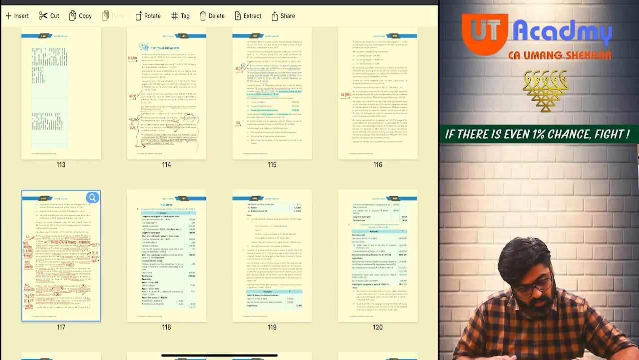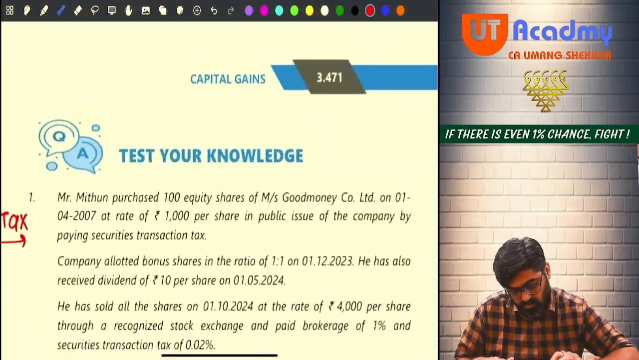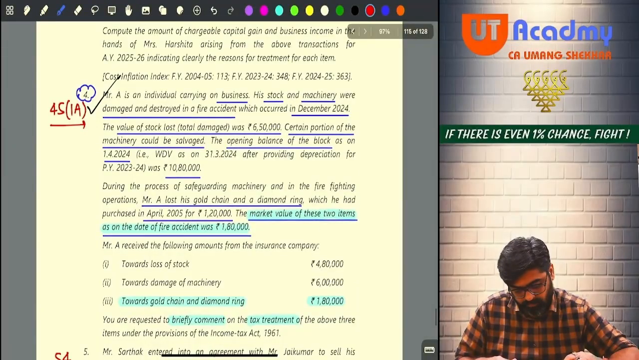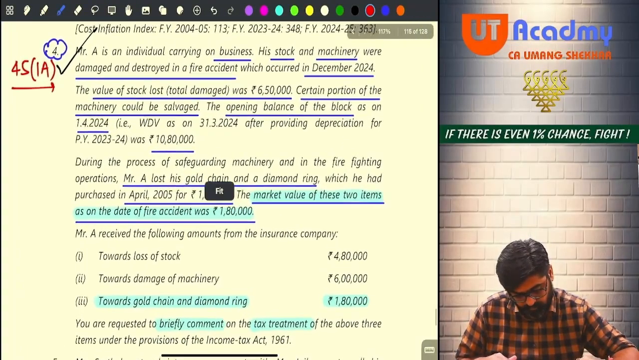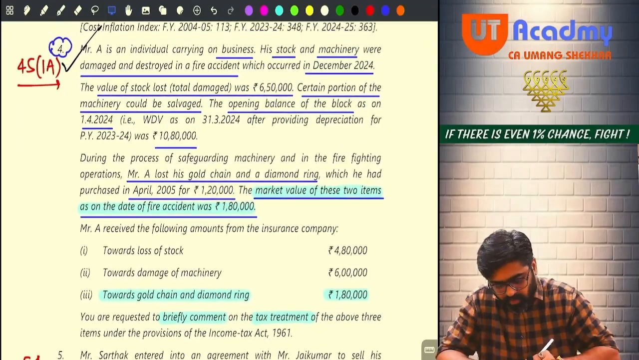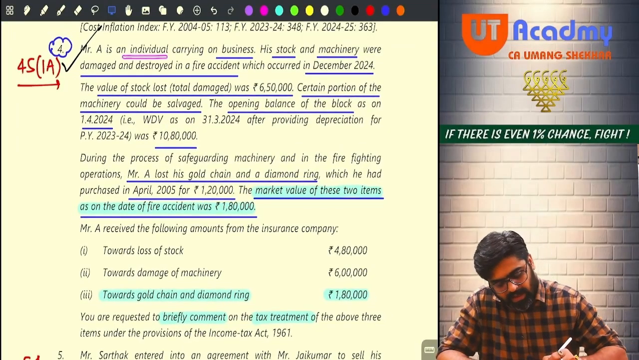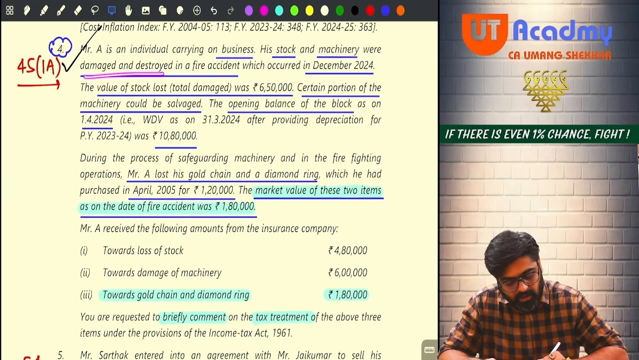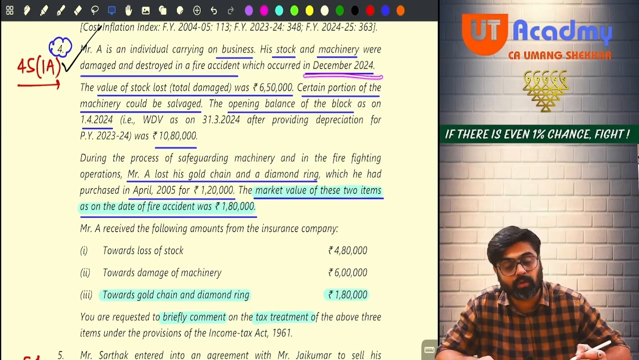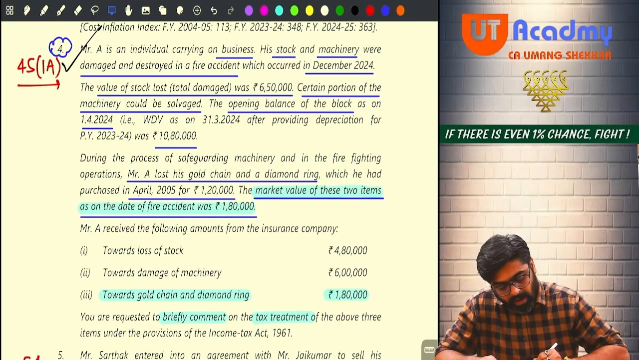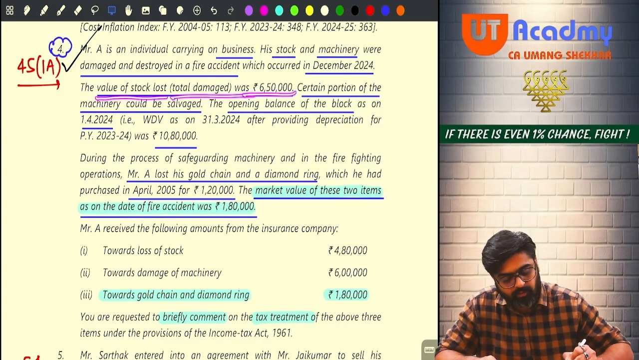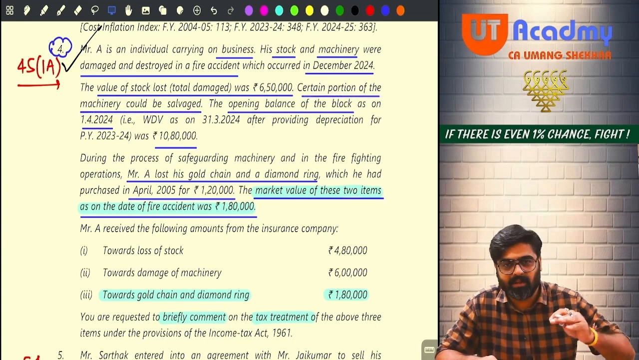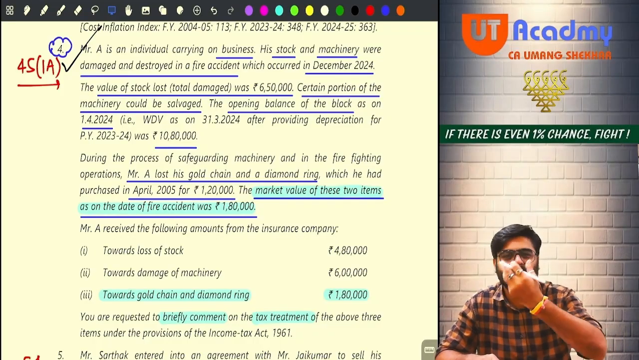And test your knowledge. Come to question number 4. Mr. A is an individual carrying on a business. His stock and machinery in the business were damaged and destroyed in a fire accident which occurred in December 2024. The value of stock lost, total damage, was 6,50,000. Certain portion of the machinery could be salvaged. Even though the machinery got damaged or destroyed, a certain portion could be salvaged.